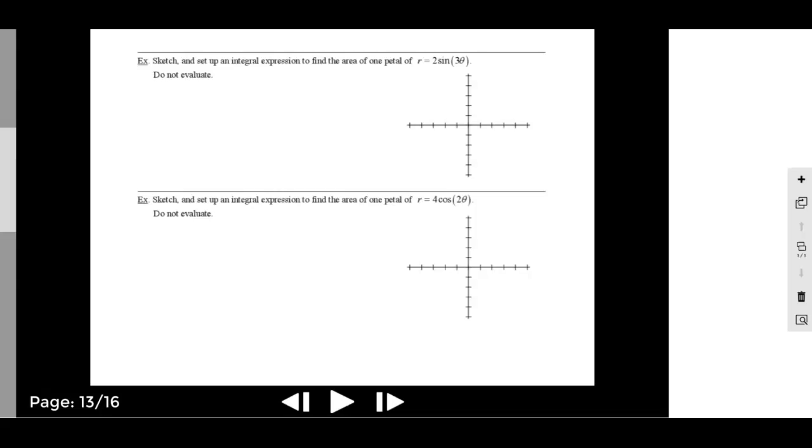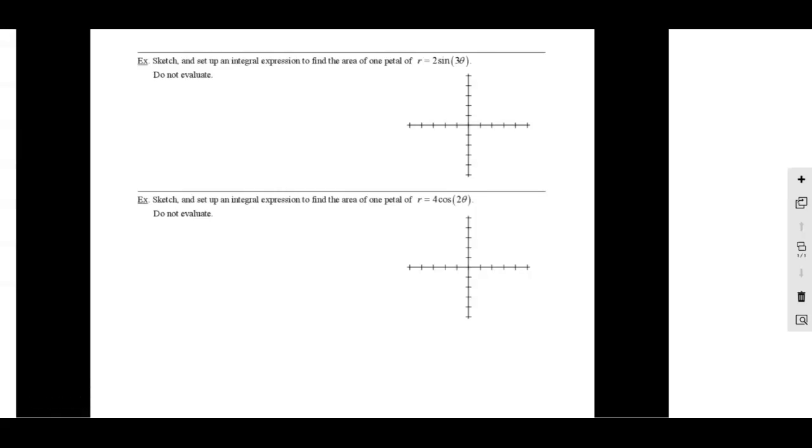Here we've got 2 sine 3 theta. This one's going to end up being a rose curve. Now, my n value is 3. That means I'm going to have, not 6, if the n is odd, that means I'm going to have 3 petals. It's a sine graph, so it's going to have one on that bottom y-axis. And remember, all the petals are congruent and equally spaced. The length of the petal is going to be 2. There's going to be 3 of them. The first one's going to be down here. Then we're going to have one up here, and we're going to have one up here.